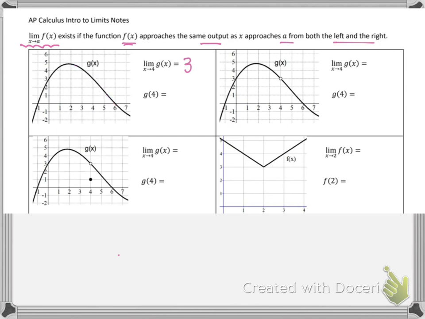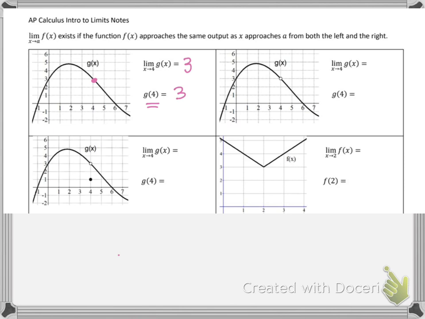The second question is something different. This has nothing to do with what's happening coming from the left and the right. This is just asking what's the output when we input 4 to the function. When we input 4 to the function, we get an output of 3. So g of 4 equals 3.